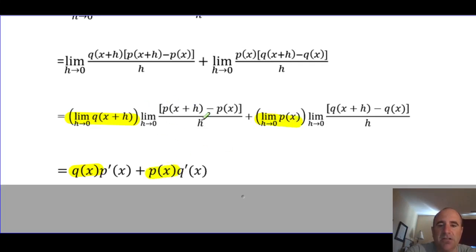Now look at this little line right here. This is the definition of the derivative if you were using p of x instead of f of x. So really, that's just p prime of x. And the same thing works over here. This is the definition of the derivative for q of x if you're using q of x instead of f of x. And so we get that right there, and then we are done.